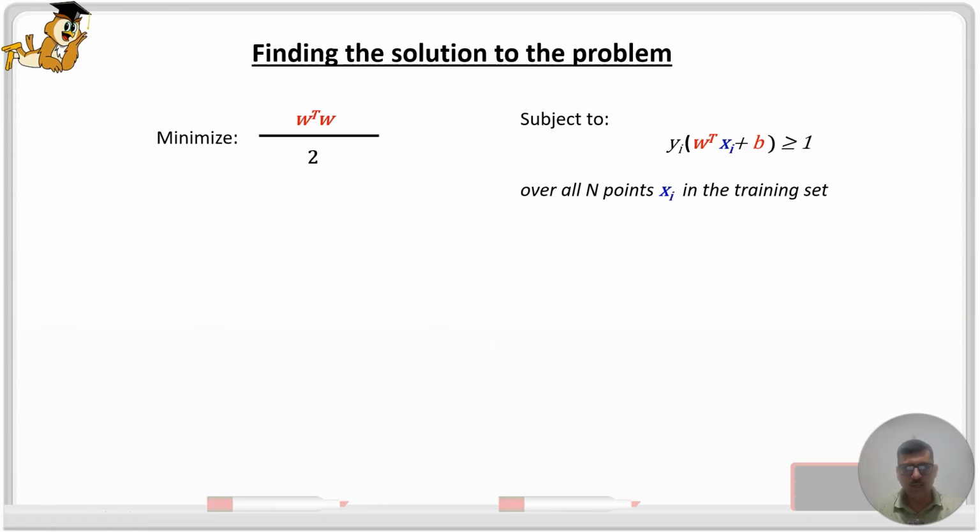Repeating what I wrote on the last slide, we are now in a mathematical territory. We've sort of understood the logic behind formulating the problem in this manner. Now it is a matter of working out the math to actually solve this problem. And our problem is as follows. We have to minimize W transpose W divided by 2 subject to these constraints. Xi are our training points, yi are their respective labels.